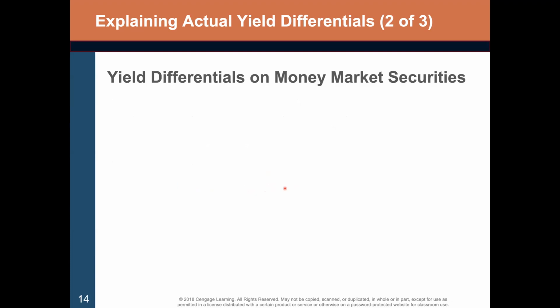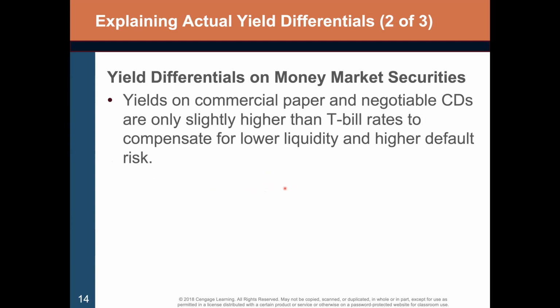Yield differentials on money market securities is the next topic. Yields on commercial paper and negotiable CDs are only slightly higher than T-bill rates to compensate for lower liquidity and higher default risk. So T-bills are very liquid. Commercial paper and negotiable CDs, CD stands for certificate of deposits. We typically will get those at banks. Commercial paper is short-term debt, typically with corporations. And so these yields are typically slightly higher than the T-bill rate.